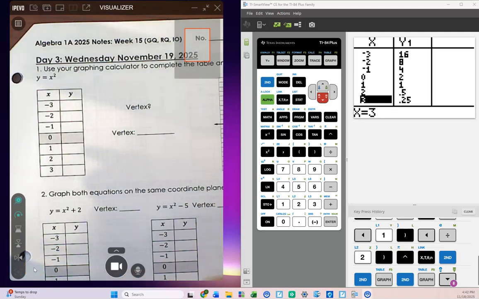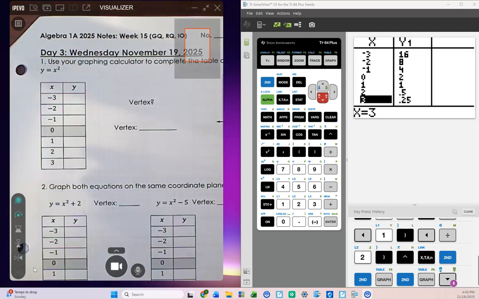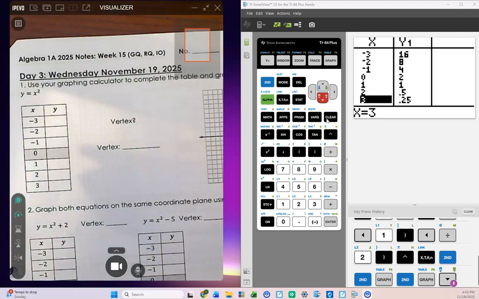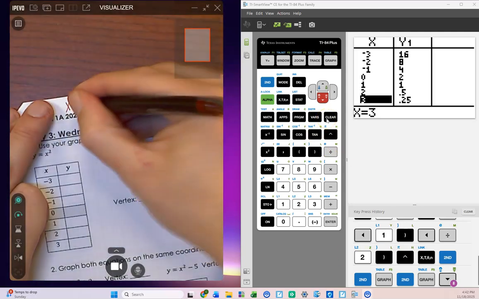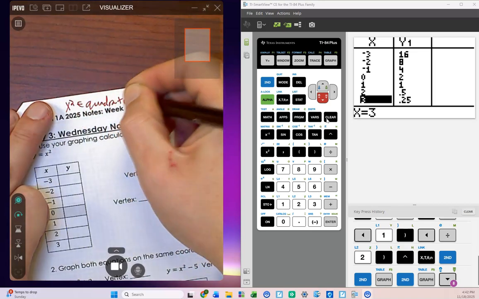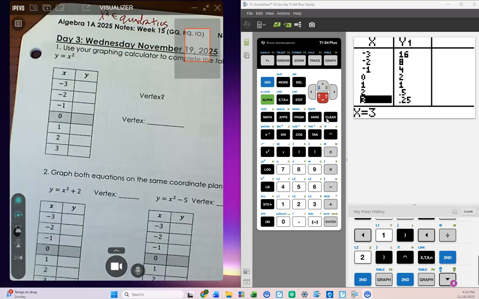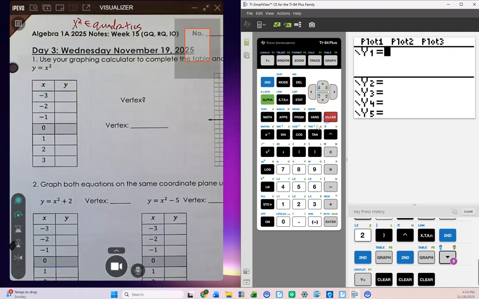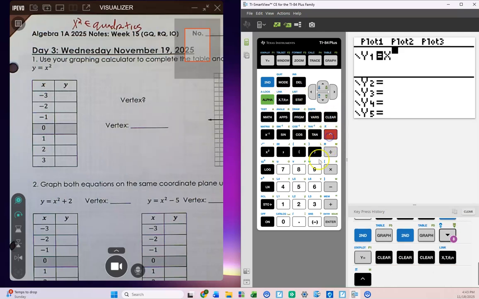Okay, today's activity is about exploring quadratics. Anything with the x squared, they're called quadratics. So we're going to talk about graphing quadratics. So go to y equals, and this is a little different. We got x to the second power.